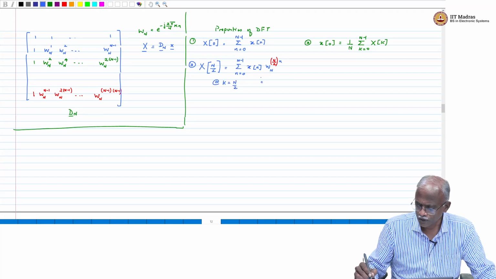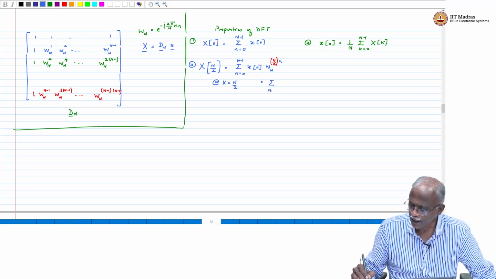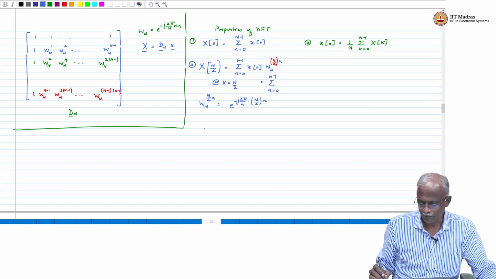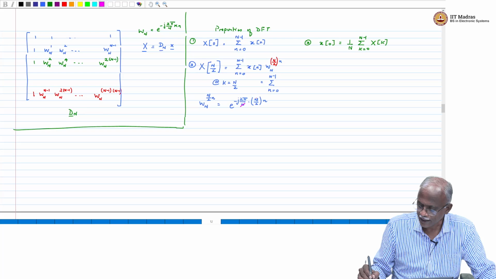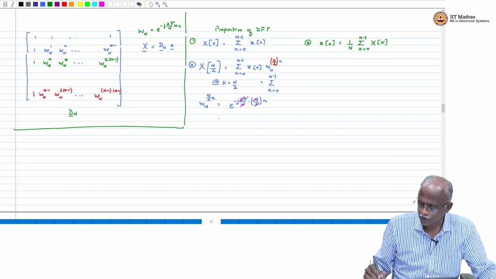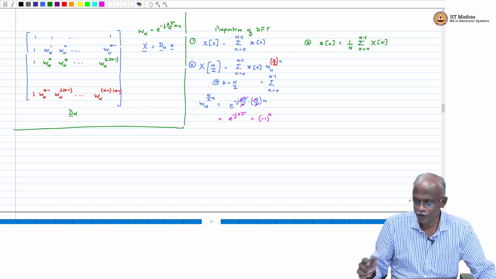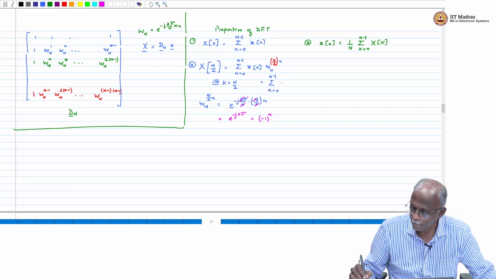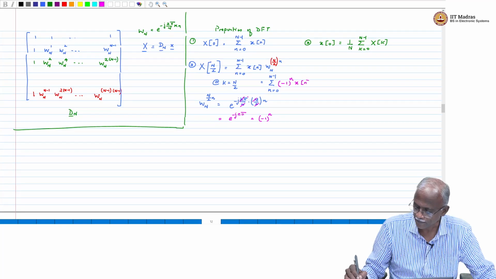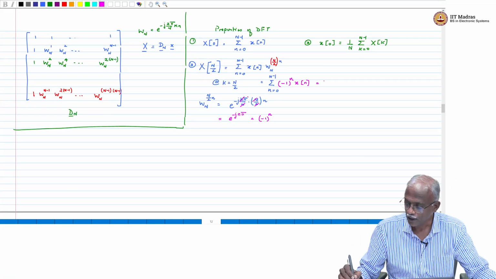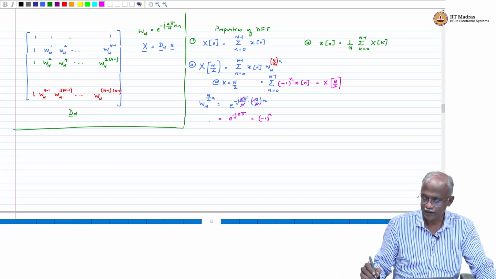That's the expression. So the right hand side expression, if you write down, is n equal to 0 through N minus 1. Look at what is W_N raised to the power of N by 2 times n. This is nothing but e power minus j 2 pi by N times N by 2 multiplied by n. So we have N and N which will cancel, 2 and 2 that will cancel. So what we will have is e power minus j n pi. That is nothing but minus 1 raised to the power n. So we now have an expression which is minus 1 raised to the power n x of n. So it is a summation of all the terms except that the sign will now alternate, and this is equal to X of N by 2.